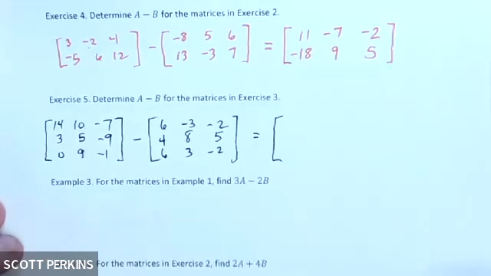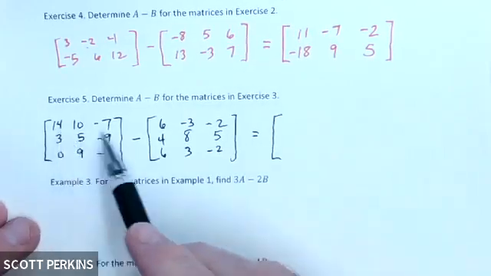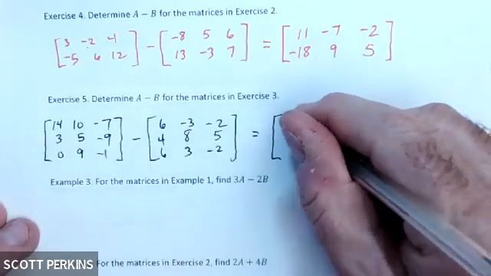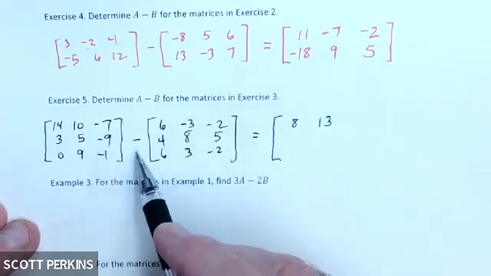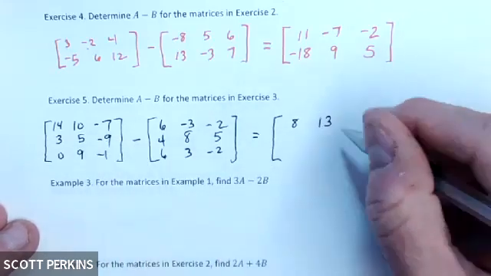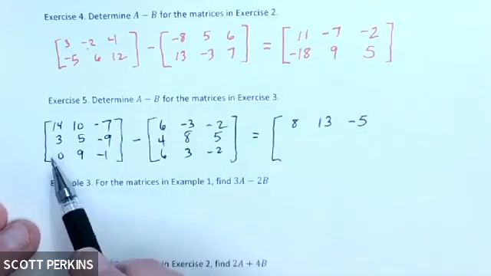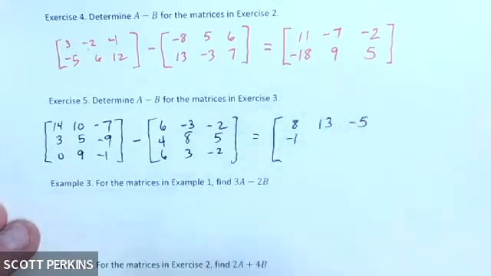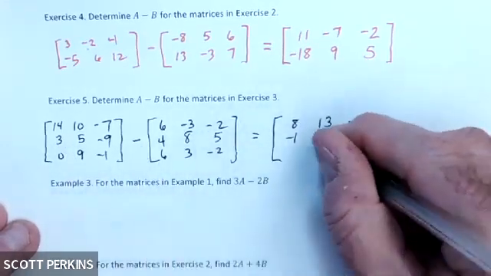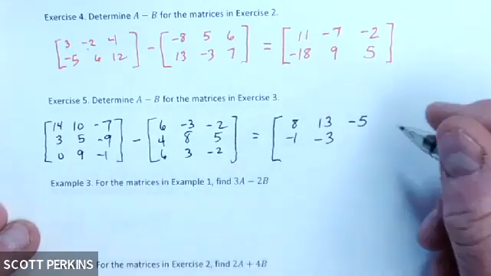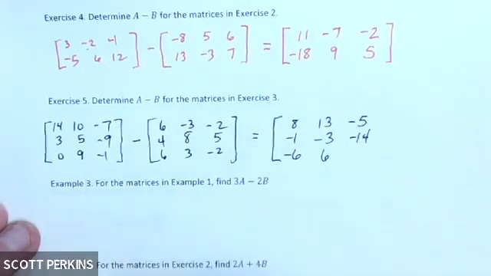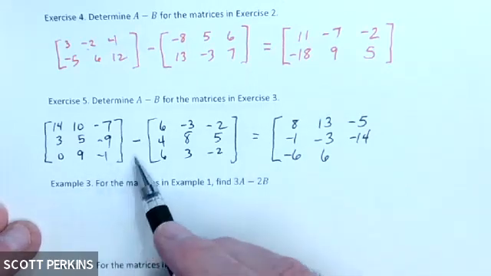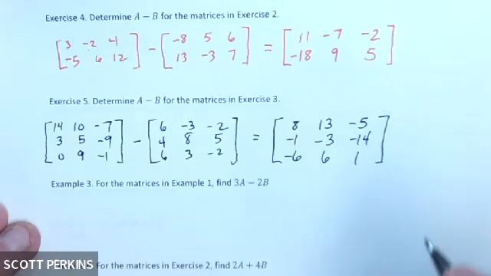All right, I'm just going to get started with my subtraction. Keep working if you're working. So 14 minus 6, I'm going to start out, that's 8. 10 minus negative 3 is 10 plus 3 or 13. Negative 7 minus negative 2 is negative 7 plus 2 or negative 5. Row 2, 3 minus 4 is negative 1. 5 minus 8 is negative 3, and negative 9 minus 5 is negative 14. Last row, 0 minus 6 is negative 6, 9 minus 3 is 6, and negative 1 minus negative 2 is negative 1 plus 2 or 1. And there's my 3 by 3 result.